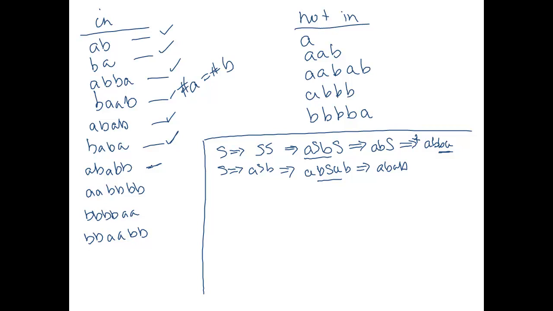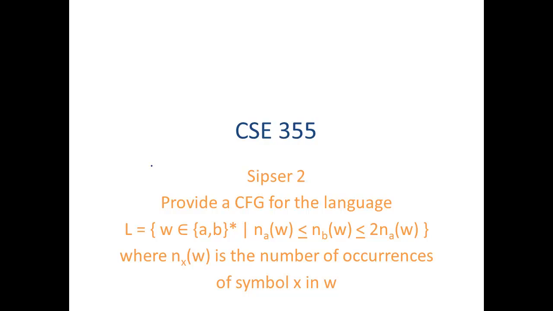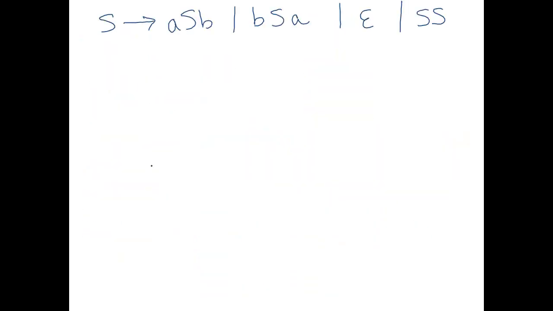Okay, and how many B's do we want to create for any one A? Well, the number of B's has to be no more than twice the number of A's. So if I create one A, at most, I want to be able to create 2 B's, right? So then if I created 2 A's, I would want to at most be able to create 4 B's. So really we have a 1-to-2 relationship. So let's add a rule that creates 2 B's for every A.